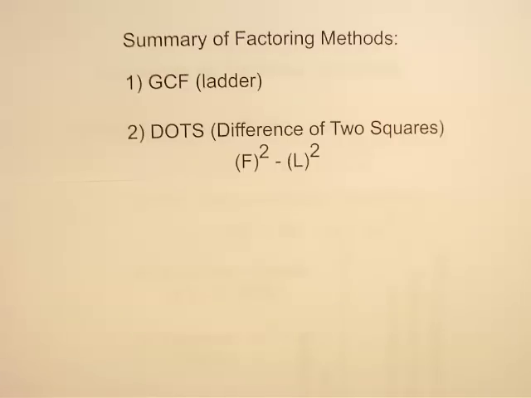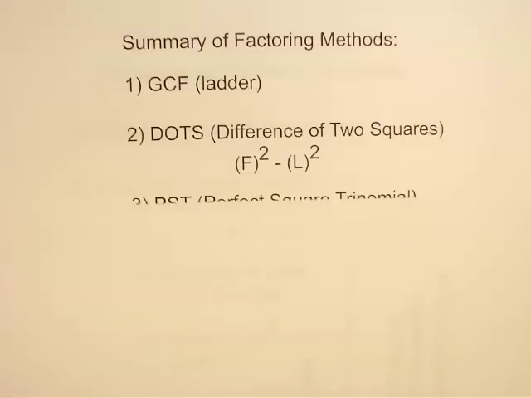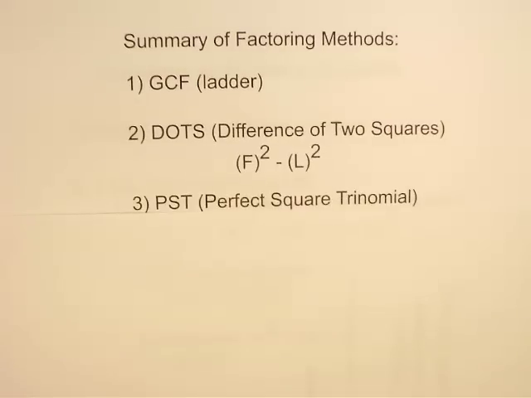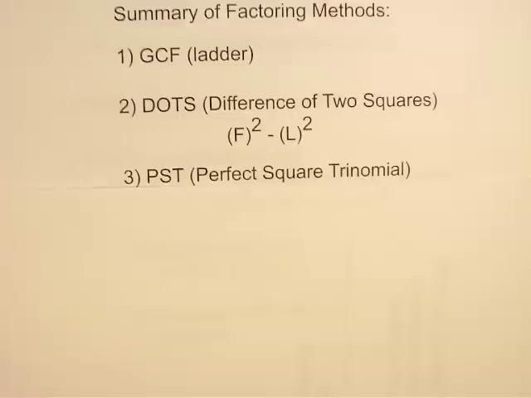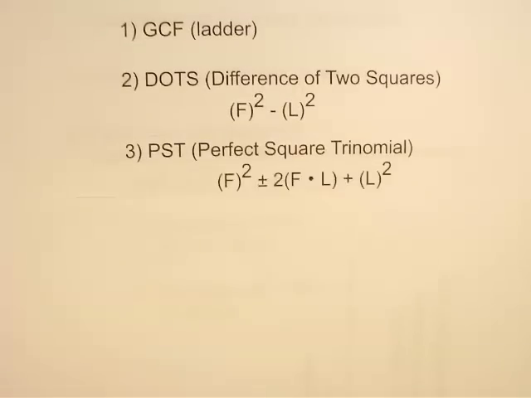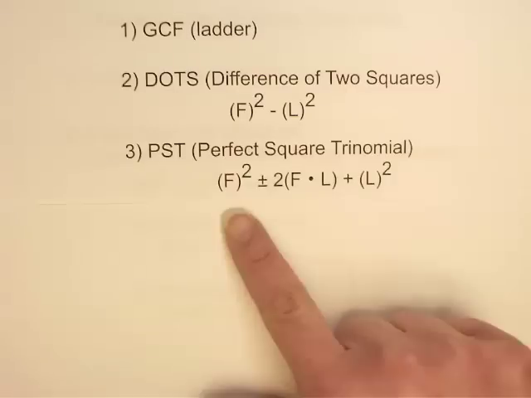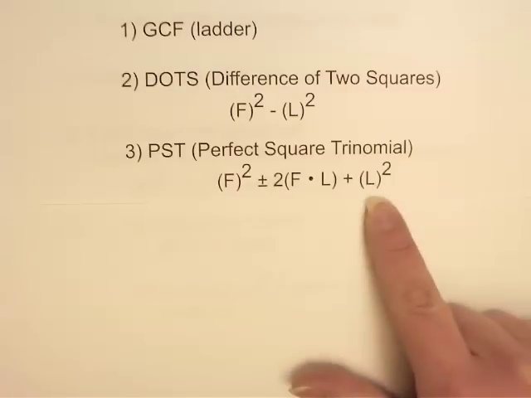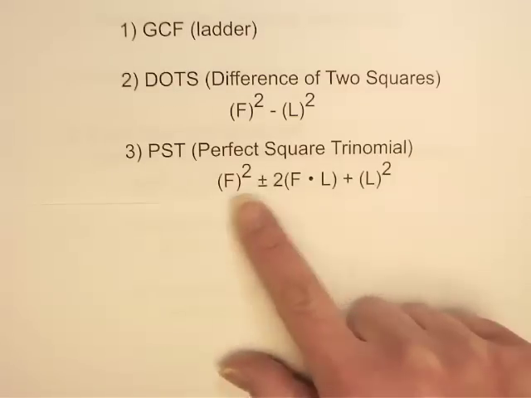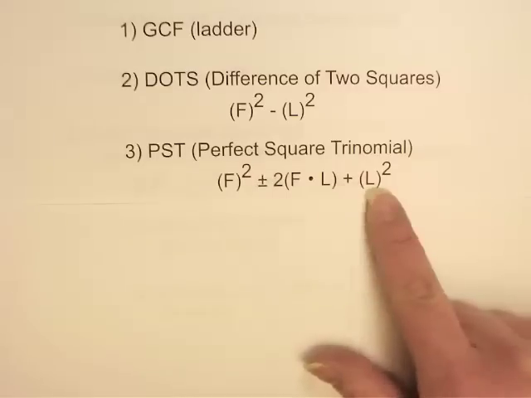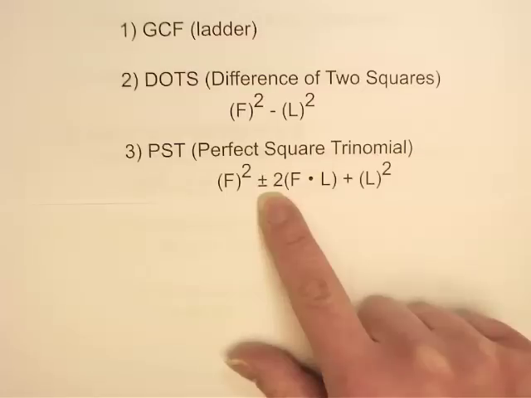It was always a first square minus a last square. Okay? Our third method was known as our PST, or perfect square trinomial. And that was another pattern to recognize. You had to know your squares. The first was a square, the last was a square, and the middle was a double of the first times last. And it was either positive or negative based on the sign in the middle of your binomial.